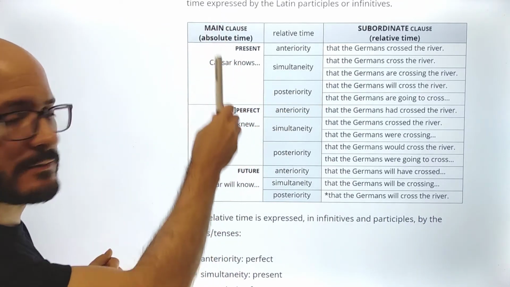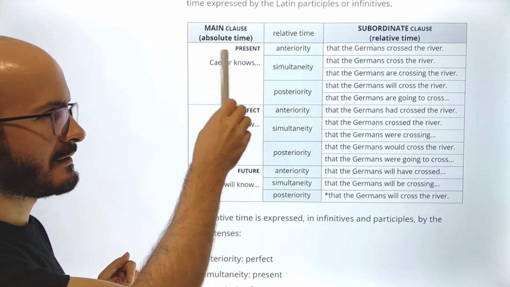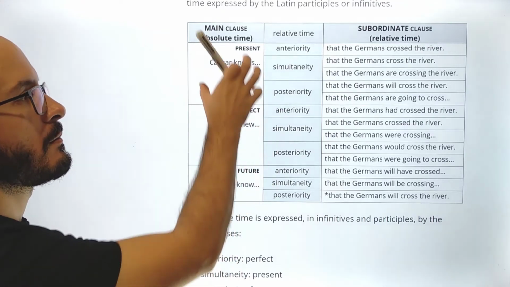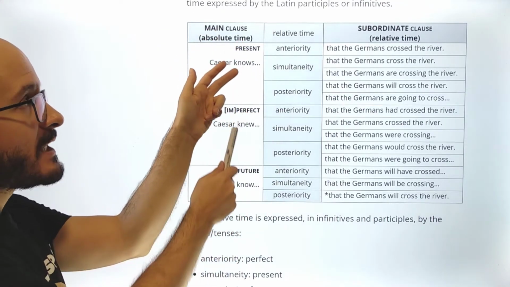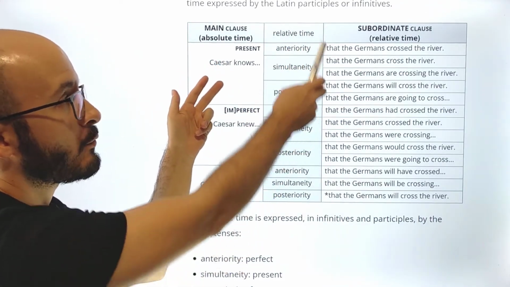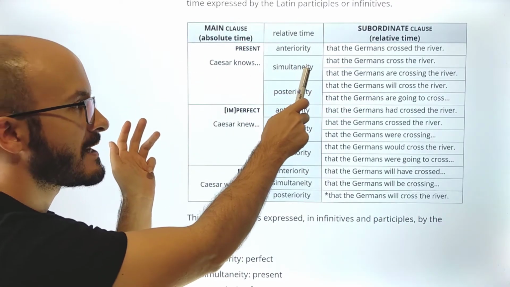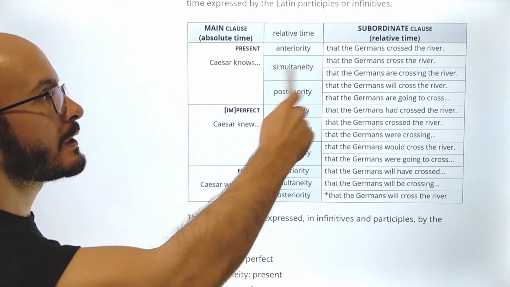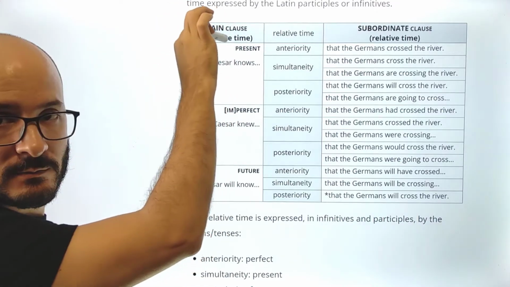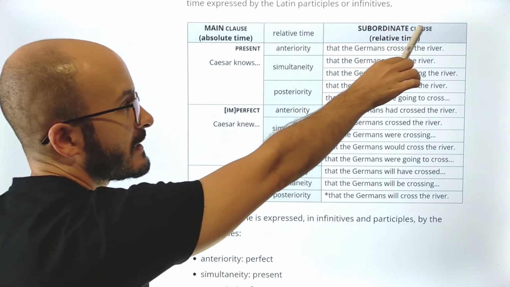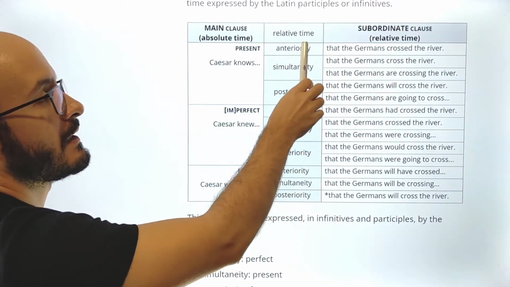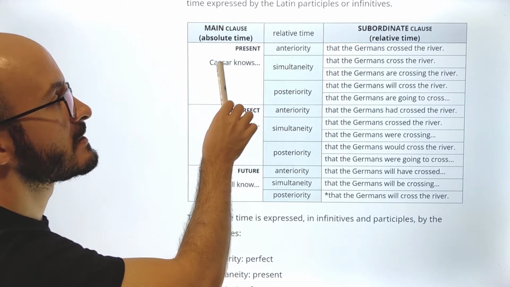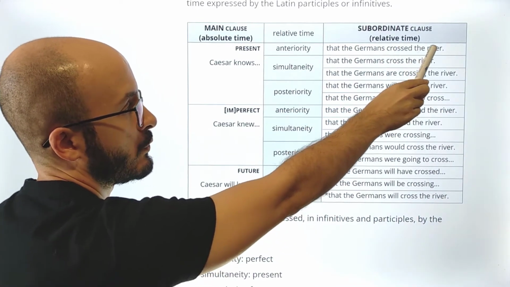So pretty much what we did before, Caesar knows, it's the same obviously. Caesar knows, Caesar knew, Caesar will know. So present, past, future. Now, each of these absolute times can have a relative time. So present: anteriority, simultaneity, posteriority. And the same here and the same here. Let's begin with the relative time in relation with the absolute time present. So anteriority, which means the subordinate clause expresses an action that happens before the main action in the present. Then we would say, Caesar knows that the Germans crossed the river. So this happens before.